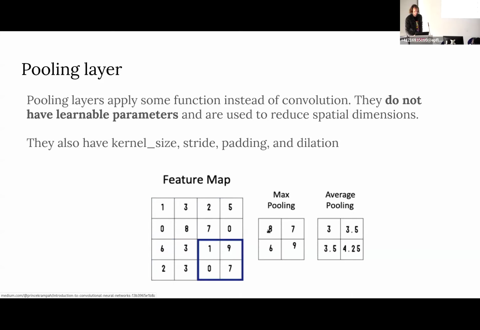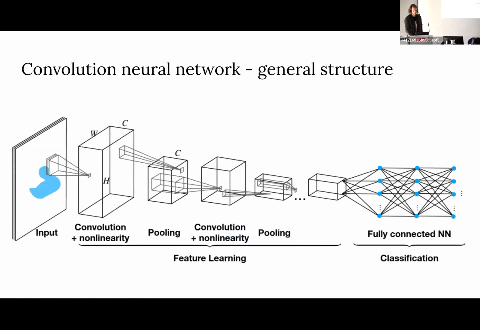So the goal of it is usually to reduce the spatial dimensions without adding new weights, without making your neural network more complicated. Clear?